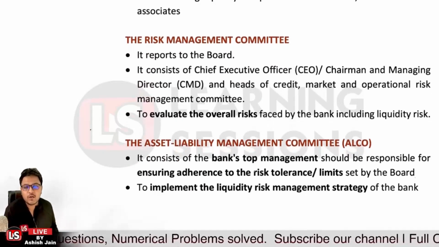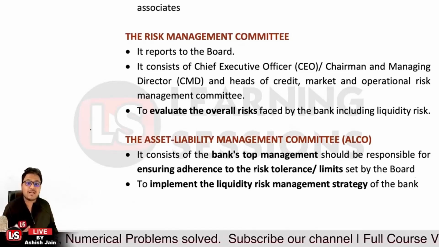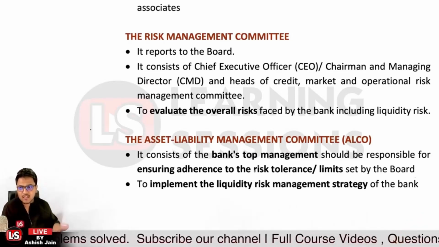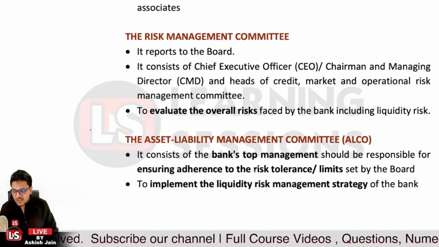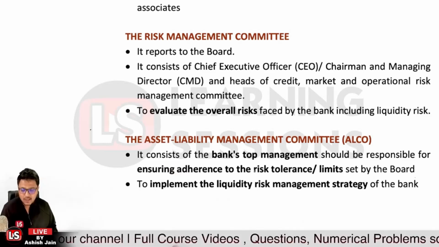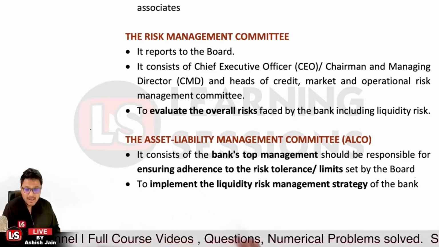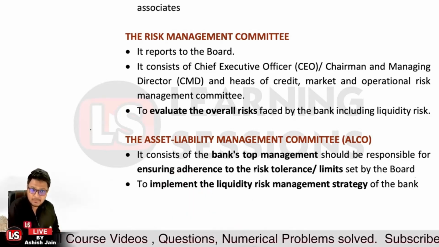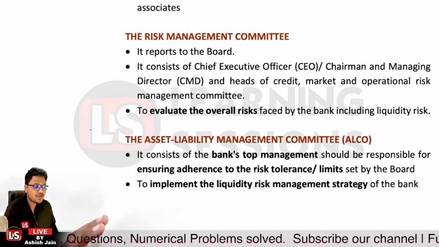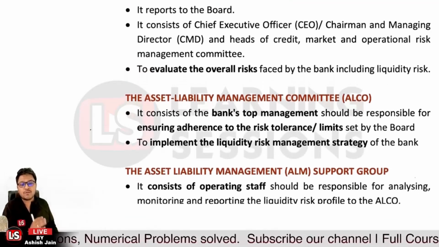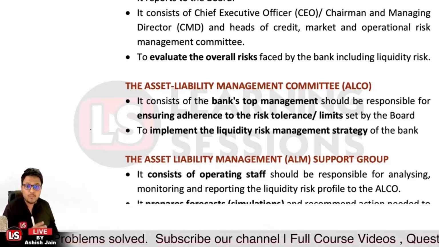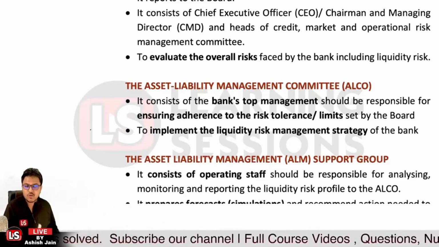Then the third one is the ALCO, the asset liability management committee. It consists of the top management of the bank, and will be responsible for ensuring that whatever policies, procedures, risk limits, and tolerance levels are there, we are adhering to them. Further, if there is any divergence, that must be reported. And further, they need to implement the liquidity risk management strategy of the bank. Then the fourth one is the ALM support group, the asset liability management support group, and it will consist of the operating staff.